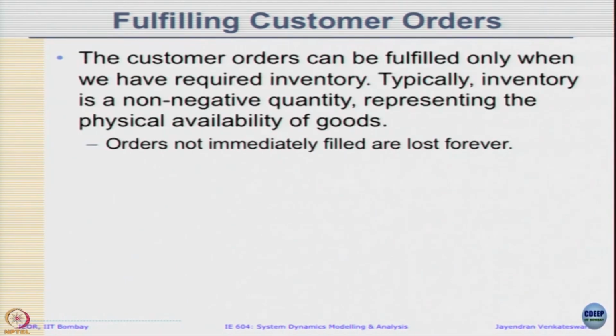Now, fulfilling customer orders. Before that, customer orders can be fulfilled only when we have the required inventory. Typically we want the inventory to be non-negative, representing the physical availability of the goods. That is, orders not immediately fulfilled are lost forever. Suppose you go to a retail shop and want to buy something; if it is not there, you go to the next shop. It is very rarely you will say, okay, I will come tomorrow, or we will wait for 2-3 days. Especially at a small retail shop or for a time-sensitive item, you do not wait. If it is not there, that order is pretty much lost for the retailer.